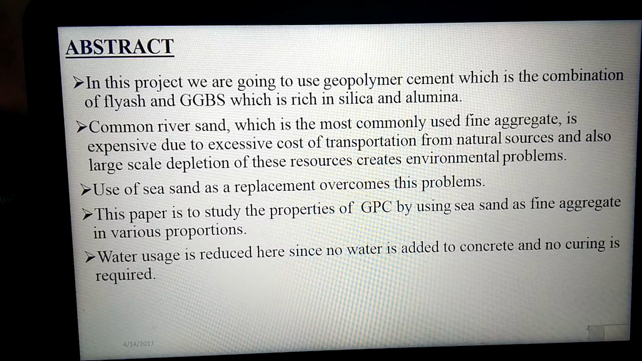By using sea sand as a replacement for this project, we can overcome this problem. And the main advantage is that we are going to reduce the emission of CO2 by 80% in our project. Water usage is also reduced here, since we are not going to use any water in mixing, as well as no curing is required for our project. Next slide.